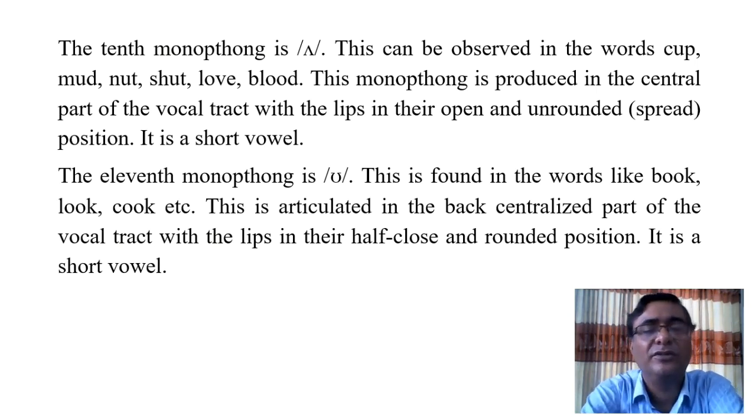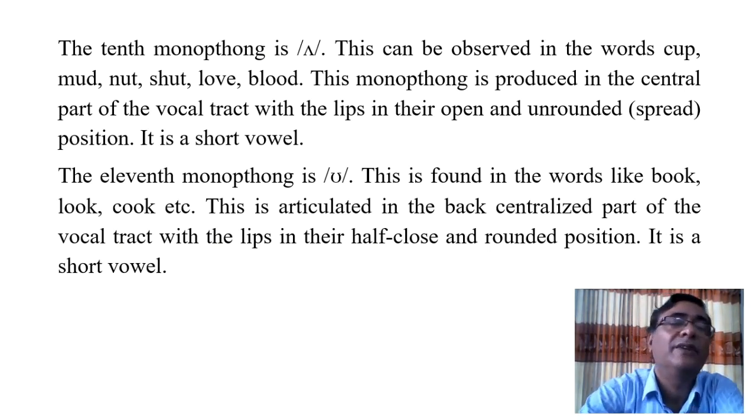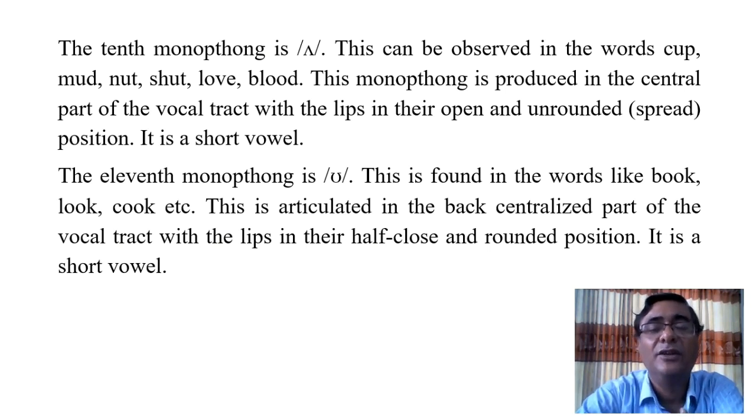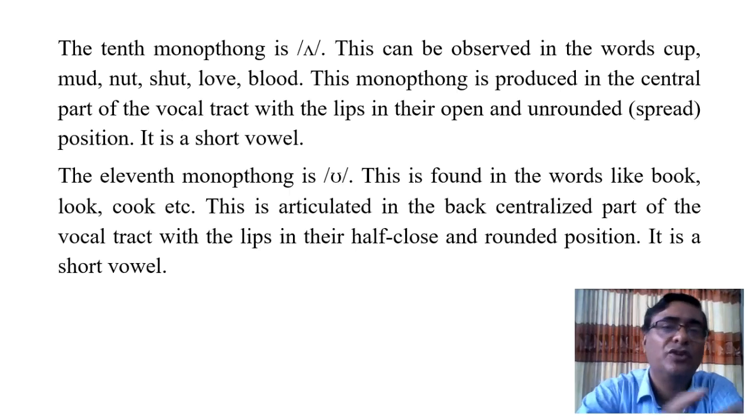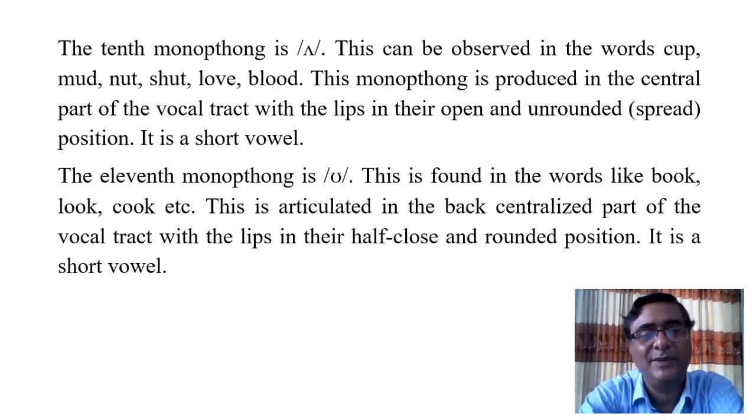The tenth is simply ʌ. It's very easy. This can be observed in words like cup, mud, nut, shut, love, blood. In Bangla, you say it differently, but as I told you, to pronounce this monophthong, it is produced in the central part of the vocal tract with the lips in their open and unrounded position. So lips are fully open, and unrounded, it's not rounded. When you say O, the lips are rounded, but when you say this vowel, the lips are spread and not rounded. And it's a short vowel, obviously. Since this one is easy, I didn't explain that much.